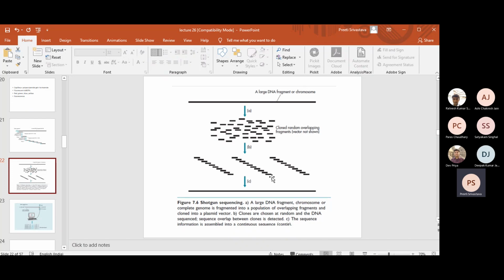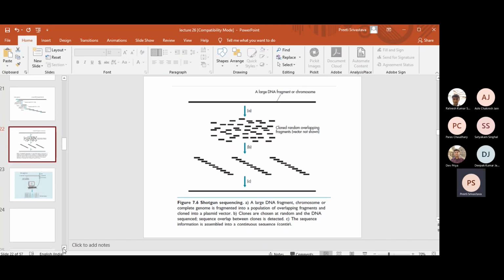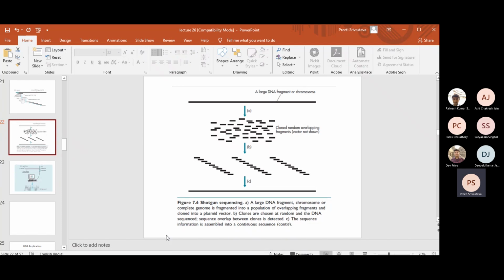So, ma'am, it is kind of preparing a genome library. Yes, it is kind of preparing a genome library, and then based upon the sequences, you will align the overlapping regions, which is shown here, and then generate the sequence. So this is called shotgun sequencing. Hope it is clear to everyone. Yes, ma'am. Very good.